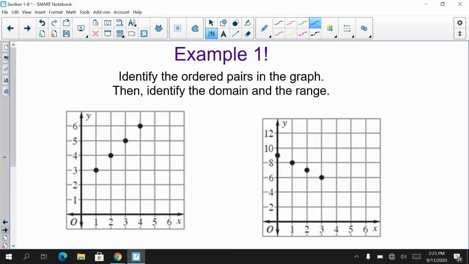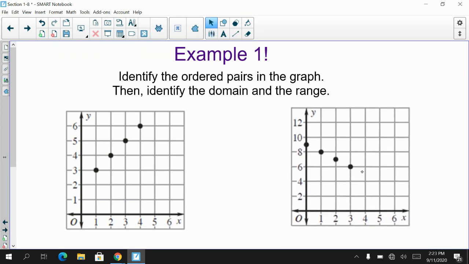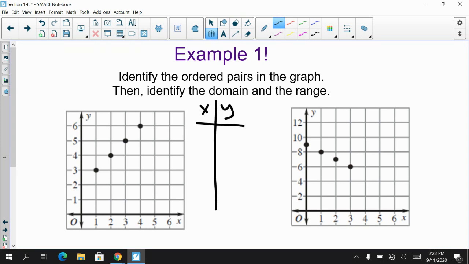So let's start with an example here. It says identify the ordered pairs, then identify the domain and the range. So I can do this in a very simple table. Let's make a table here for this first one. Let's go x, y, and let's just go point by point.